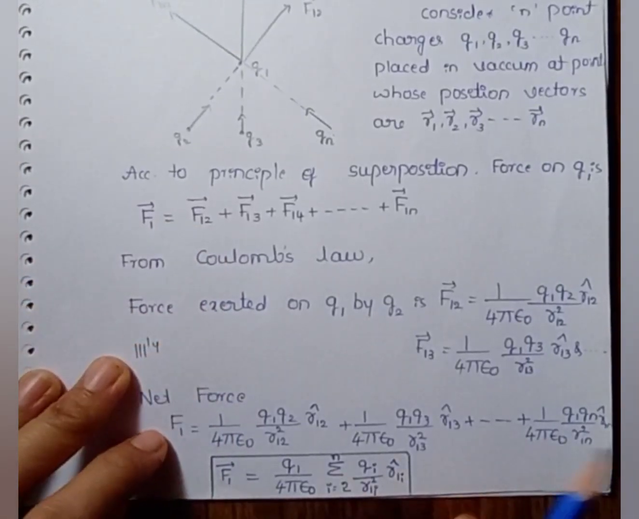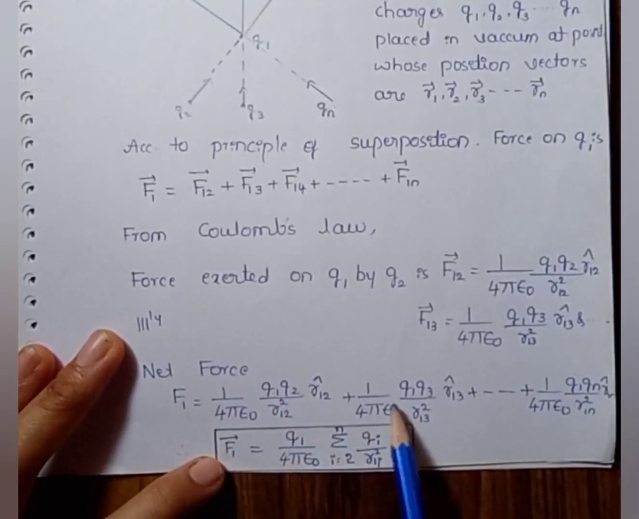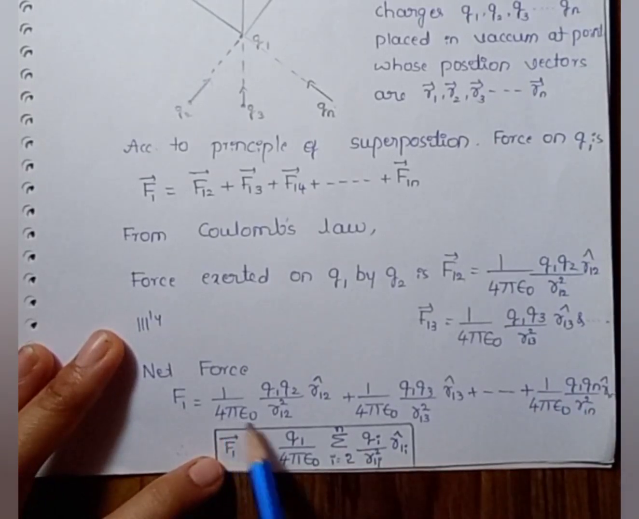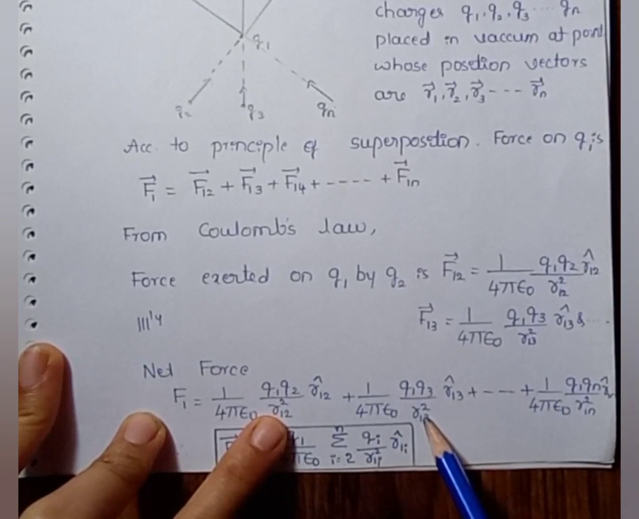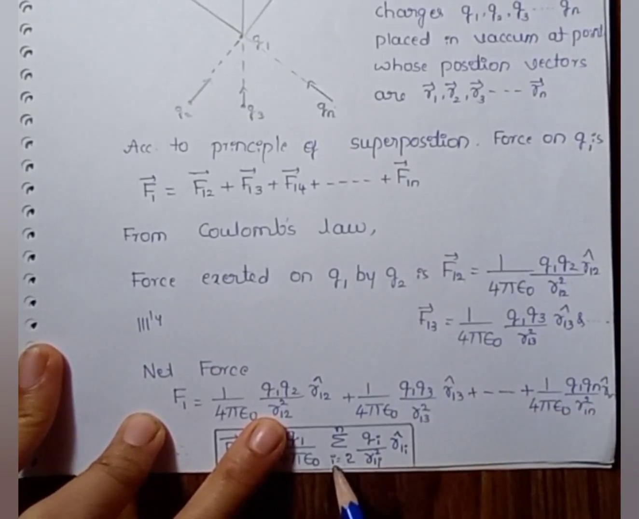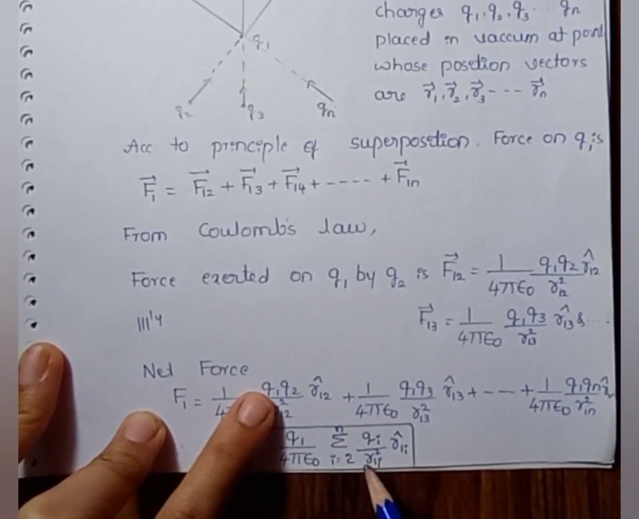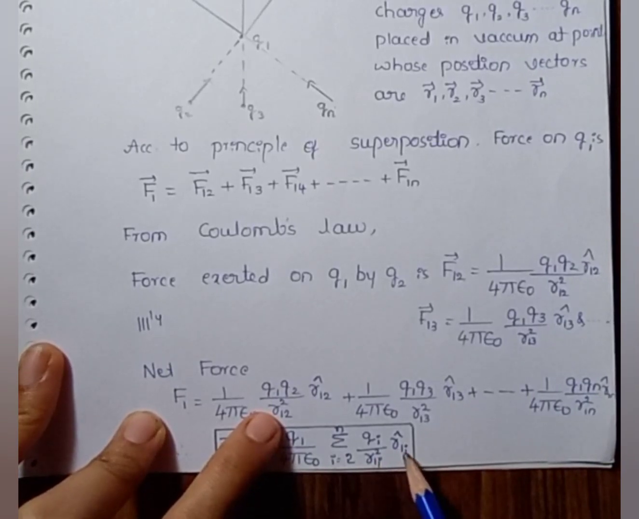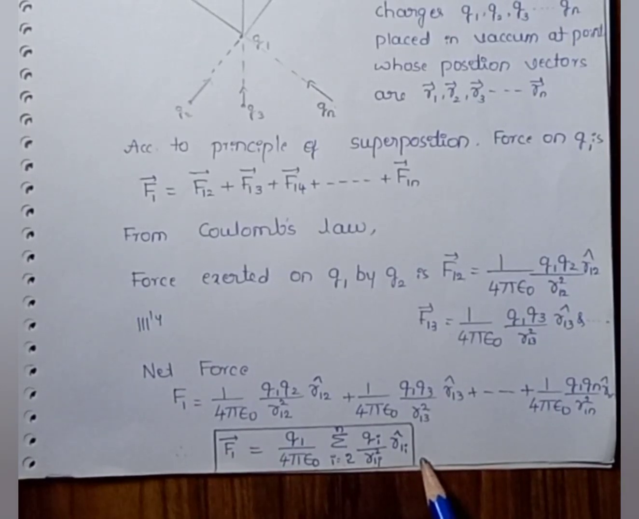That is, F1 is equal to Q1 divided by 4 pi epsilon naught, because here Q1 is common in all the terms, just take it outside, and 4 pi epsilon naught is also common. F1 is equal to Q1 divided by 4 pi epsilon naught, summation of i equals 2 to n. That is, the position vectors change from 2, so we consider it from i. i equals 2 to n, Qi divided by R1i square R1i cap. This one is the forces between multiple charges.